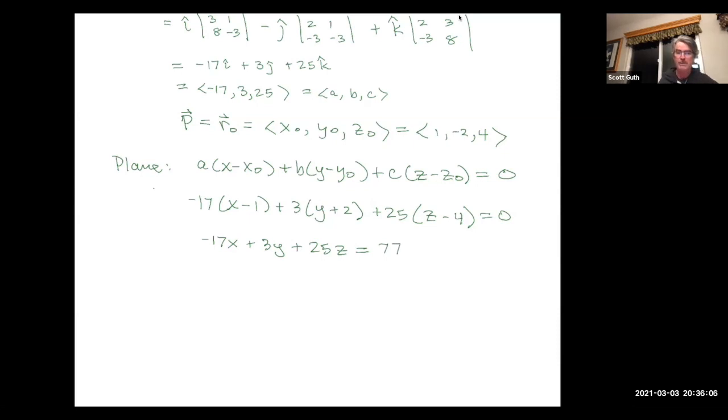I know you guys are better at that kind of thing, I'm not very good at numbers. I just assume you guys are on top of that part. Yep, that's what I got. Fantastic. Okay, so this is the simplest form for the equation of the plane.